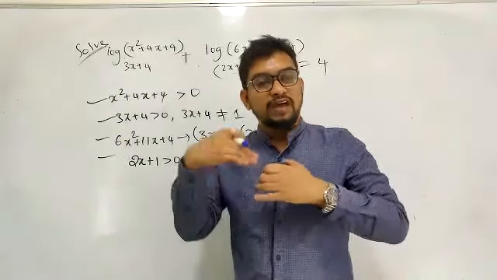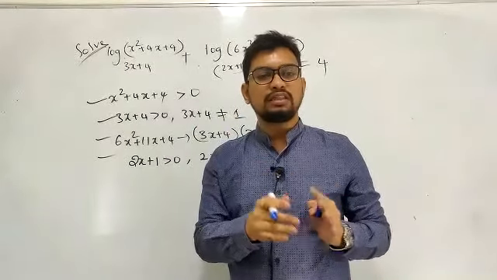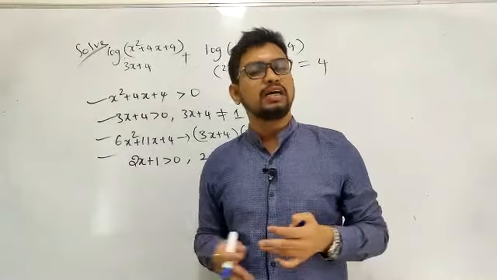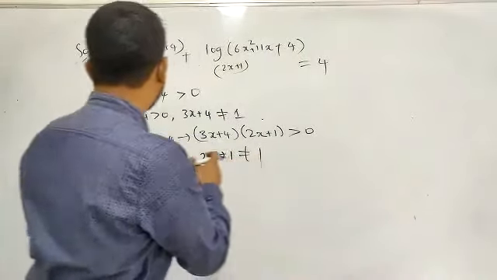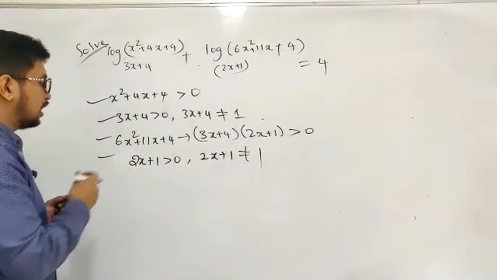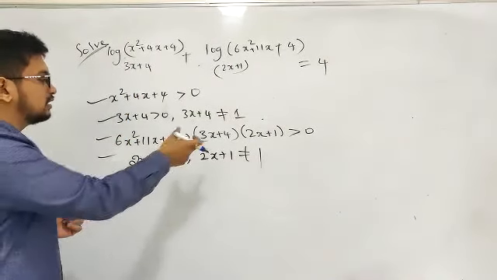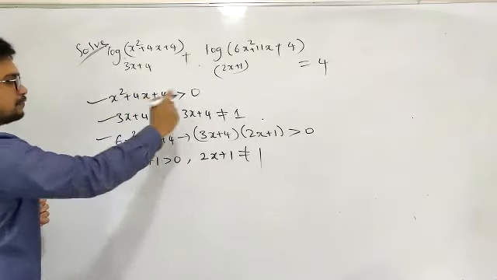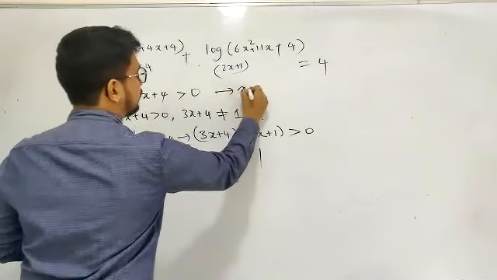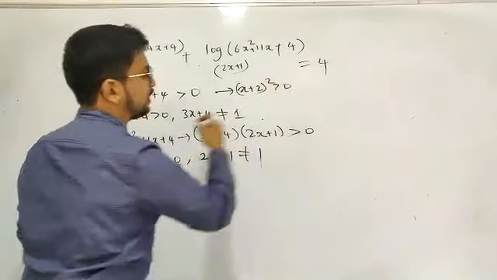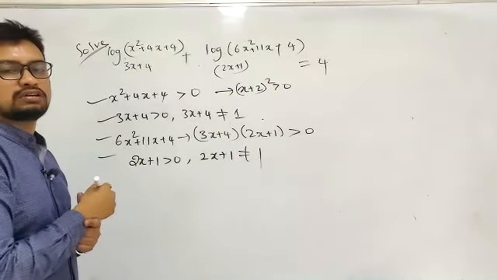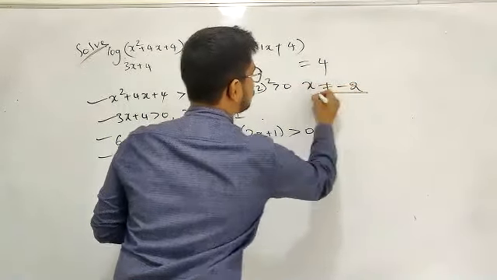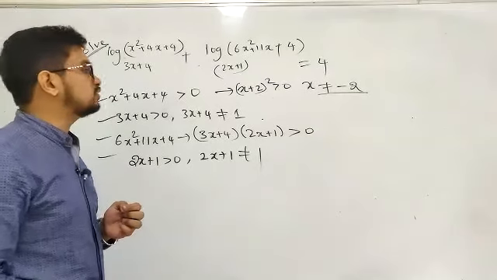First, I told you, whenever you are solving some inequality or equation, the first thing you need to do is get the domain of that function, right? So this is the idea by which you will get it. For 6x square plus 11x plus 4, now you can solve this. This is x square plus 4x plus 4, which is (x plus 2) whole square, greater than 0. So x is not equal to minus 2.